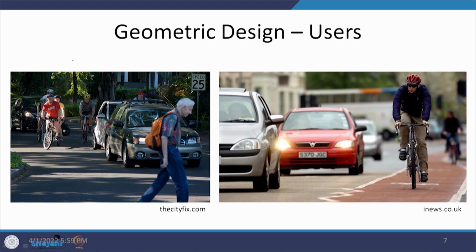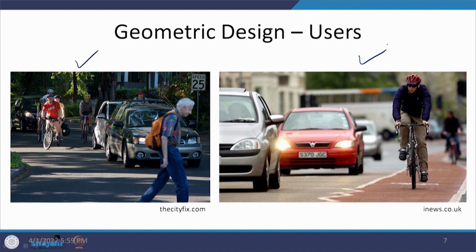Here you can see in this first photograph on the left-hand side, there are different users on the same carriageway. You have the motorized vehicle, you have the bicyclist, and you have the pedestrian who is crossing the road. If this interaction is looked at and the people are not vigilant with respect to each other's movement, then it may culminate into an unsafe situation.